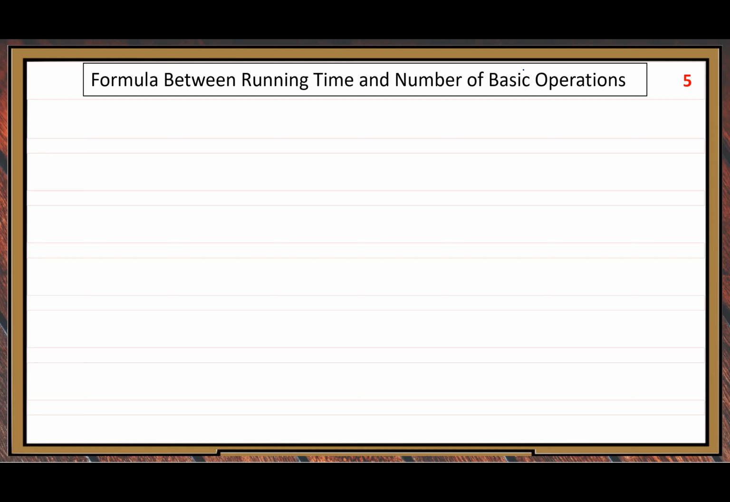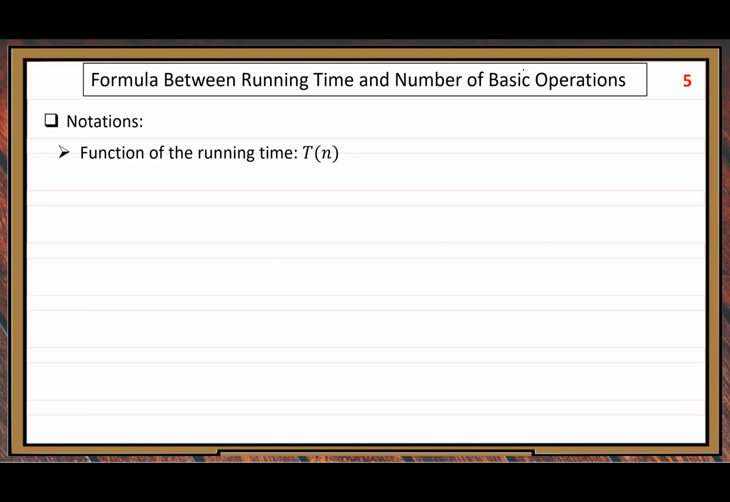we want to look at a formula between running time. There is a function to calculate the running time, and there is another function, the number of basic operations. Two different functions, and we want to look at the relationship between those two functions. Notations: the function of the running time, capital T of n.